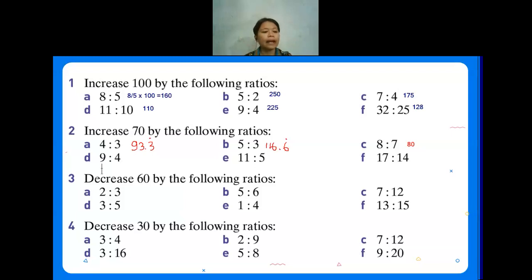Okay, let us move to question D. Increase 70 by the ratio 9 to 4, sorry. 7.5. 157.5, okay.